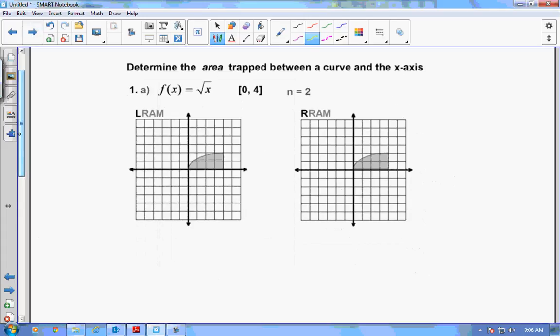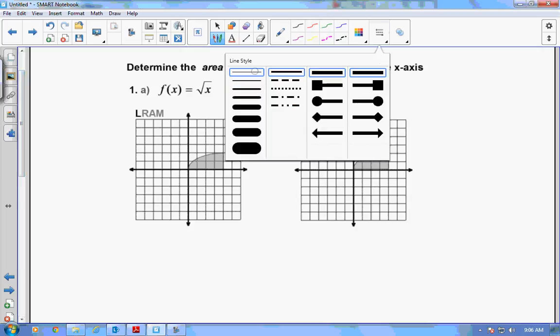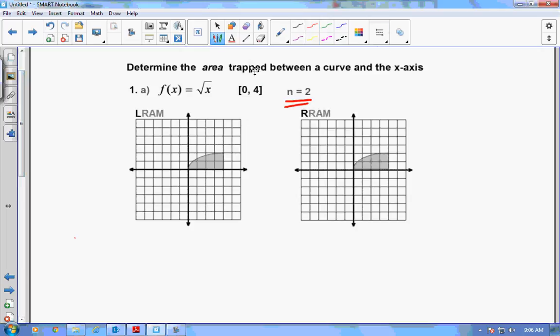Okay, determine the area trapped between the curve and the x-axis. We also call this the area underneath the curve. We have our function, square root function. It's on a closed interval 0 to 4. N equaling 2 means the number of rectangles is 2, and they have to be equal in width. So if we're going from 0 to 4, and we're going to divide this into 2 rectangles, how wide are they going to be? 2 units wide, right?